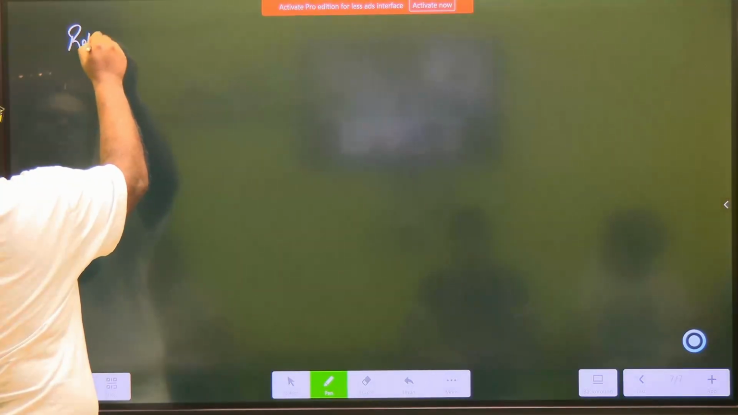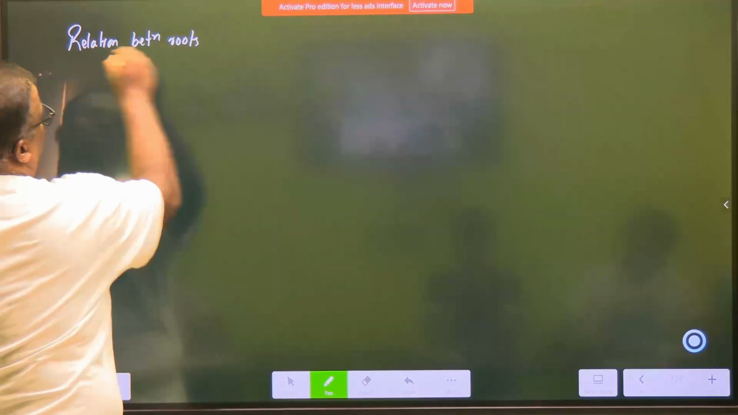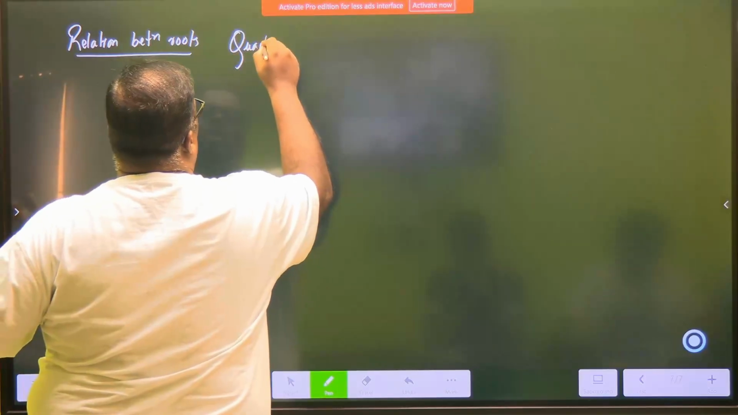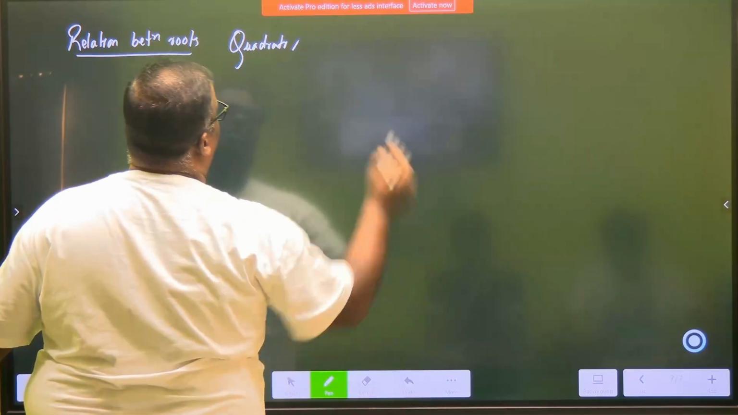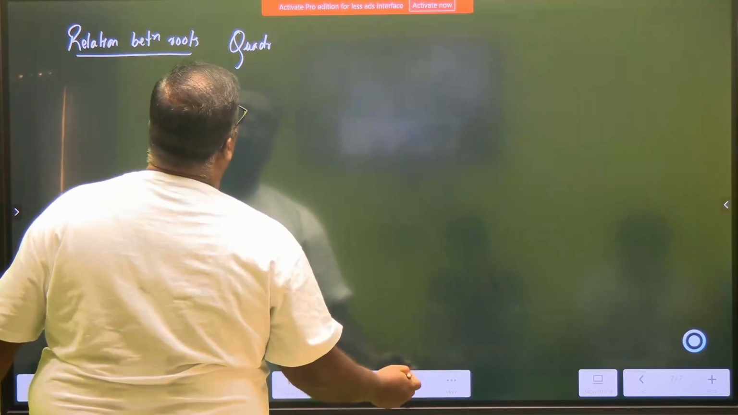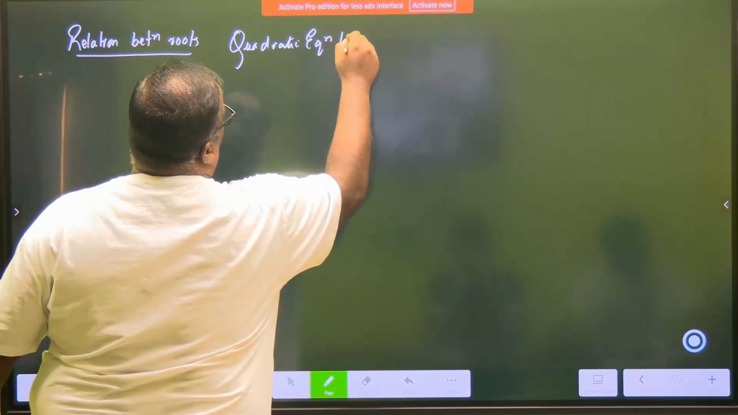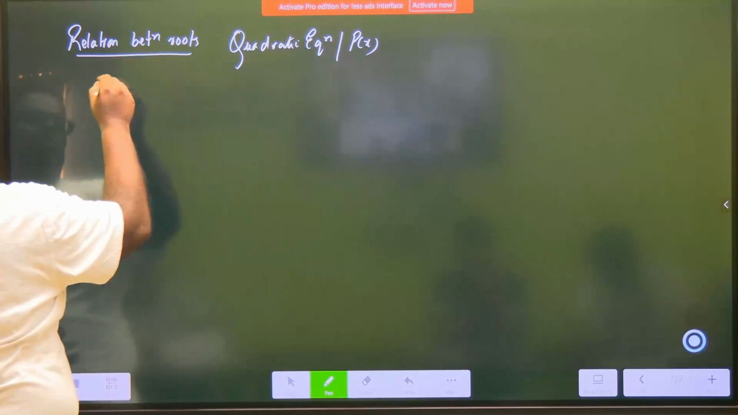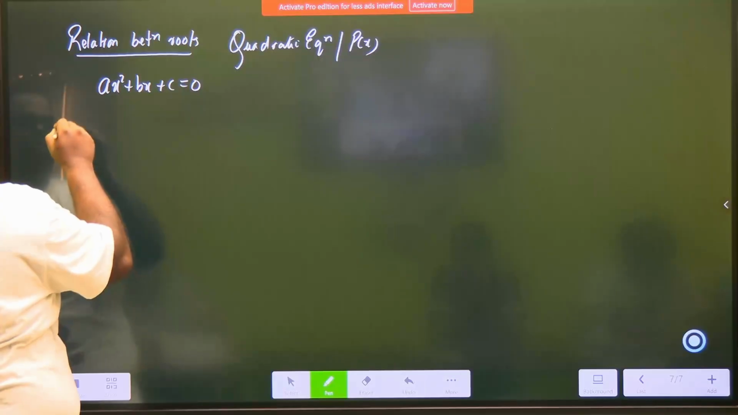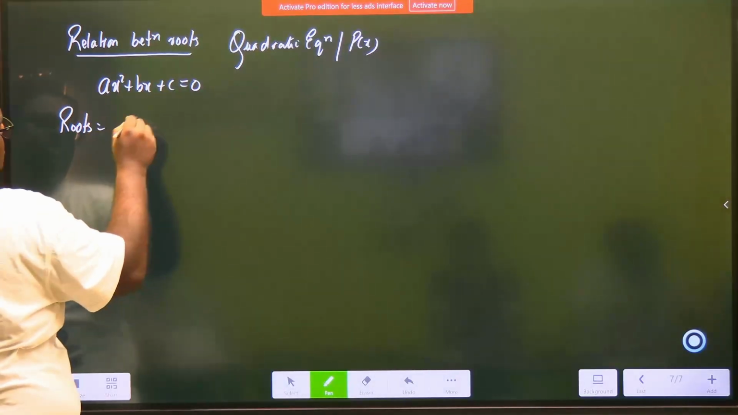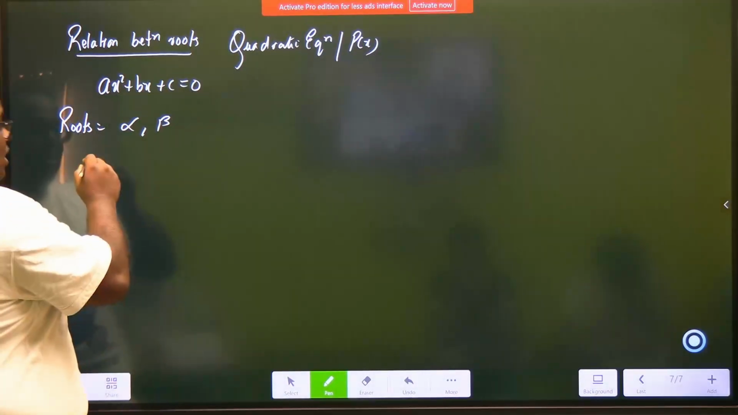Relation between roots. Again, we are talking everything in terms of quadratic equation. See, he will wipe off everything except this one: quadratic equation or quadratic polynomial. What is the standard form? Ax square plus bx plus c equal to 0. What are the roots of this? Alpha and beta. You understand? Alpha and beta. So the first relation.